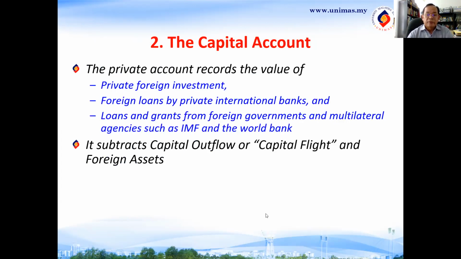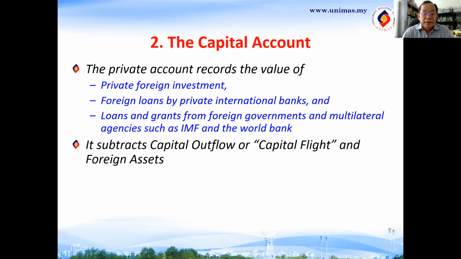Okay, so that is the current account balance. The second type of account is the capital account, ataupun account modal dalam bahasa Malaysia. This is the private account recording the value of private foreign investment, foreign loans by private international banks, and also loans and grants from foreign governments and multilateral agencies such as the IMF and the World Bank.